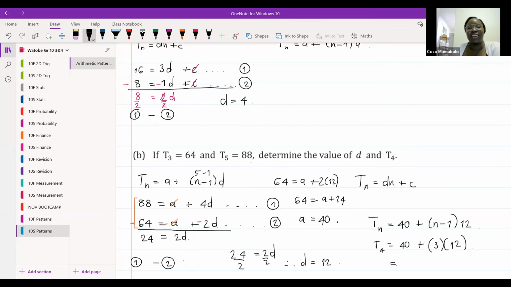If we put this into a calculator, what answer will we get? Actually, we can do it in our head. 40 plus 3 times 12. 3 times 12 is 36. Good. So 40 plus 36 will give us 76. Beautifully done. Therefore, the value of D is 12 and T4 is 76. The final answer is 76.